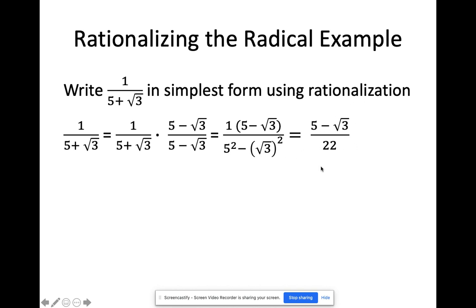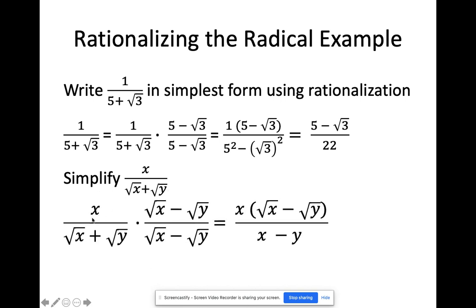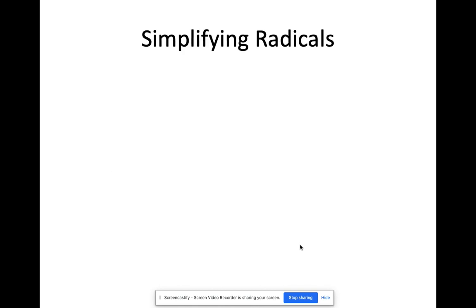Okay, let's have another one. Simplify x over square root of x plus square root of y. So what I'm going to do is multiply this expression by the opposite. So if this is plus, multiply by the minus. Multiply the ones on top as is, so that's going to be it, right? And then square root of x times square root of x is just simply x. Square root of y minus square root of y would be equal to negative 1. So that's going to be the final answer, okay?